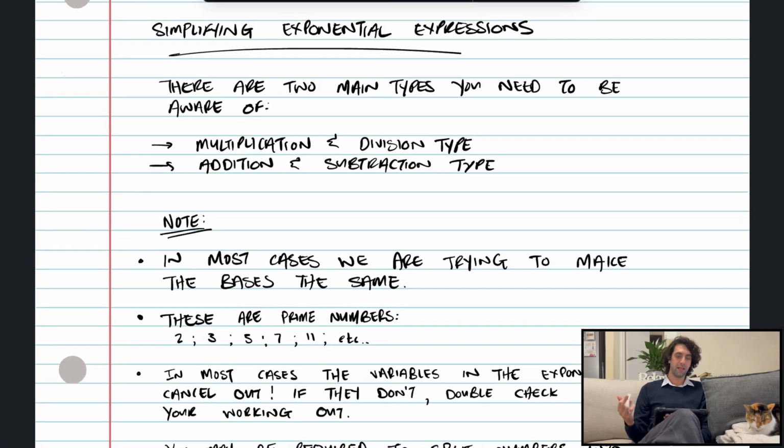Today we're going to be looking at simplifying exponential expressions. We're going to go through 4 different examples in total. But what I'm going to do is separate the videos into 4 different parts for this section.